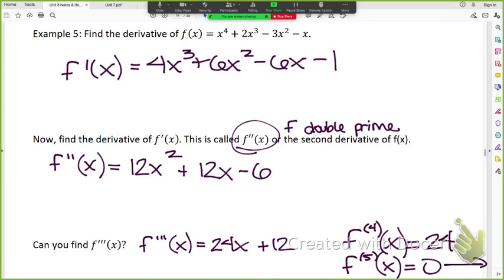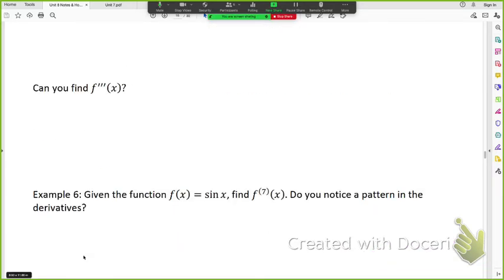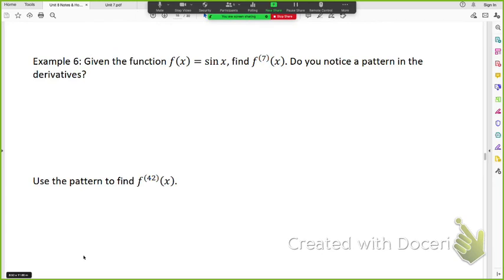So once you get down with these, with the x's, the exponents eventually go all to 0. You end up with the derivative being 0. Let's do this last one. Sine of x, and it wants us to find the 7th derivative. Let's start with finding the first. Right now there's no shortcut to finding the 7th, but let's just see.